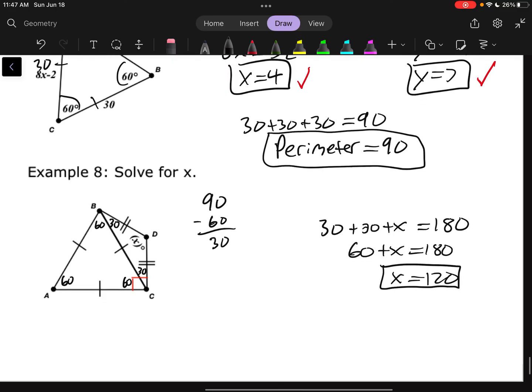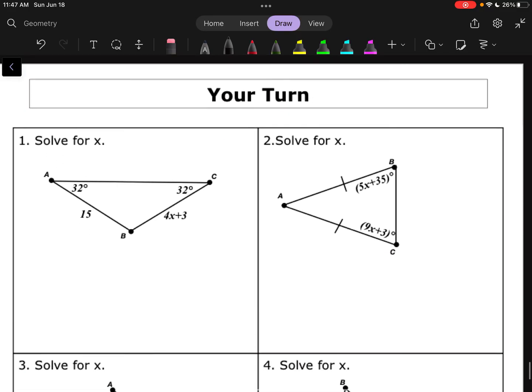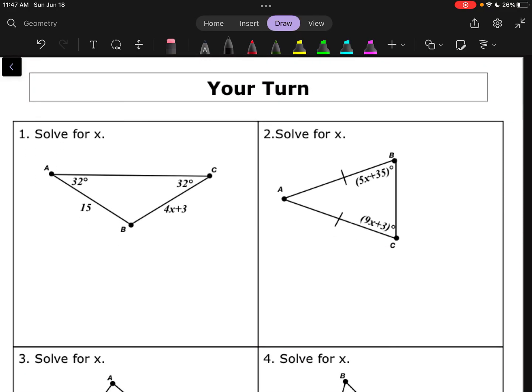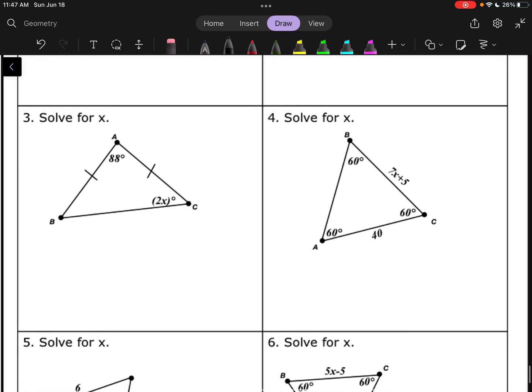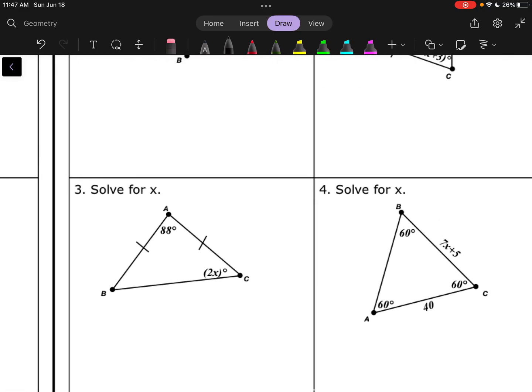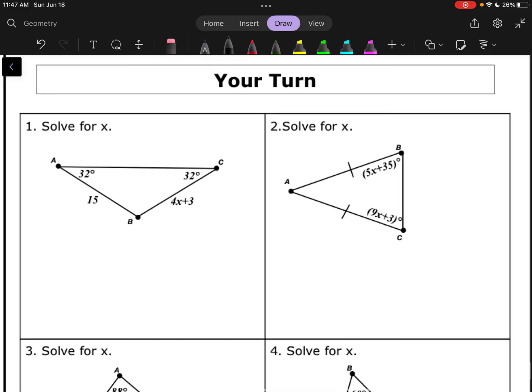Okay, so y'all have some problems to try over here on the your turn. You got, I think, 3 isosceles and 3 equilateral problems to try out. Why don't you pause the video, give those a shot, and then come back when you're done and ready to check.